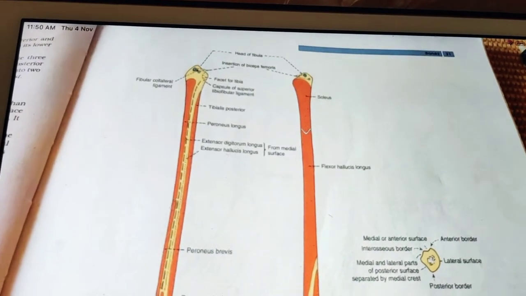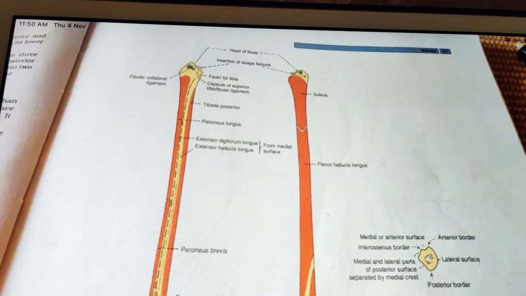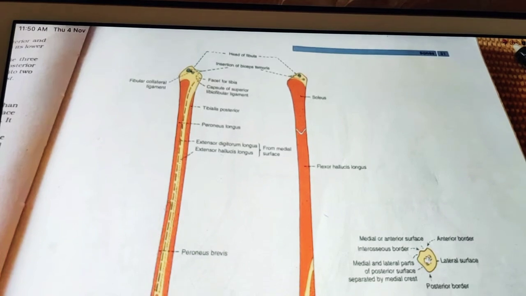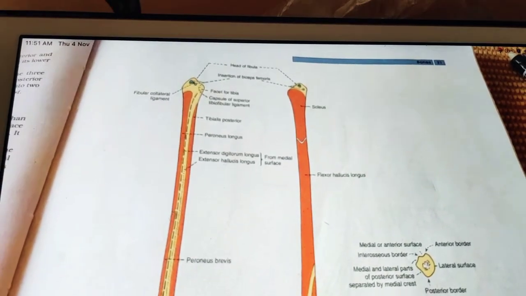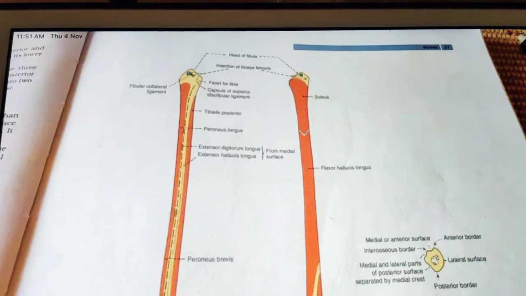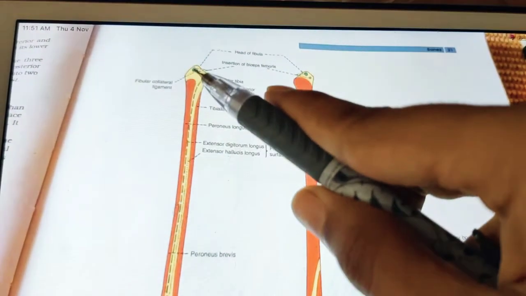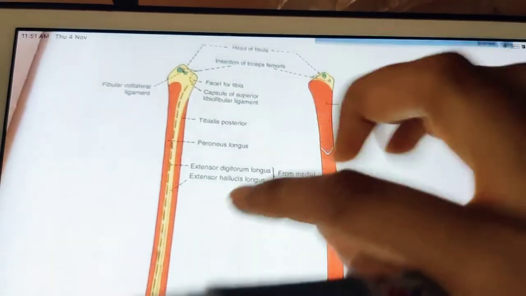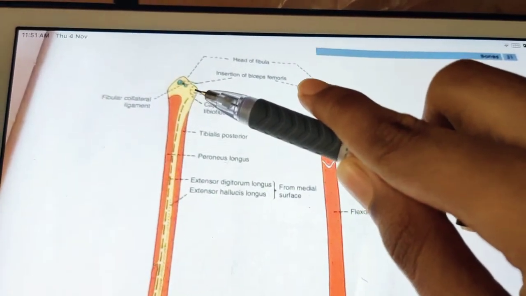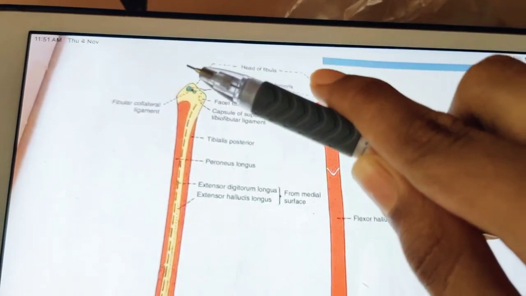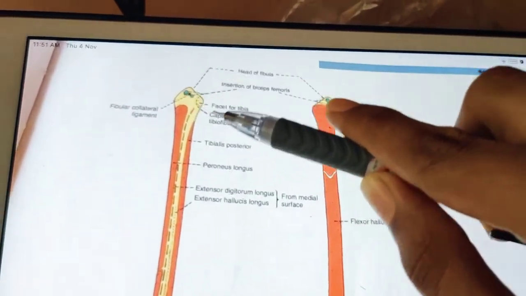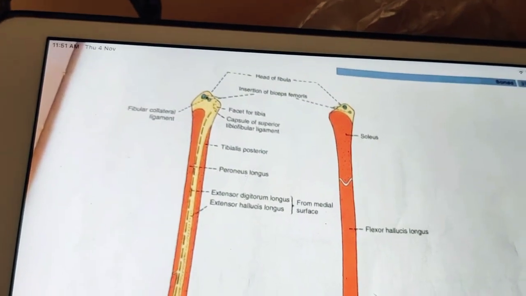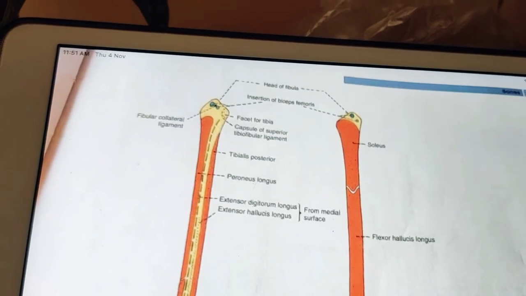Next, the origins of extensor digitorum longus, peroneus longus and soleus extend onto the corresponding aspects of the head. You can see soleus extending, and even extensor digitorum longus is extending up to the head, and also the peroneus longus. All these muscles extend up to the head of fibula. Next, the capsular ligament of the superior tibiofibular joint is attached around the articular facet.